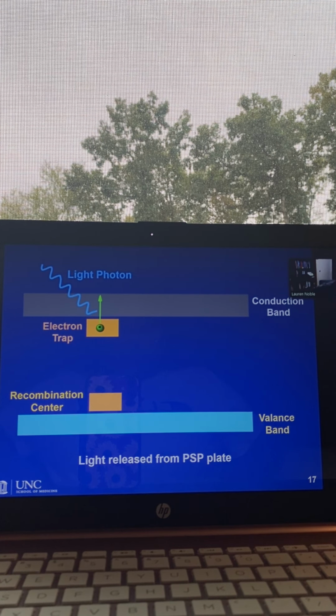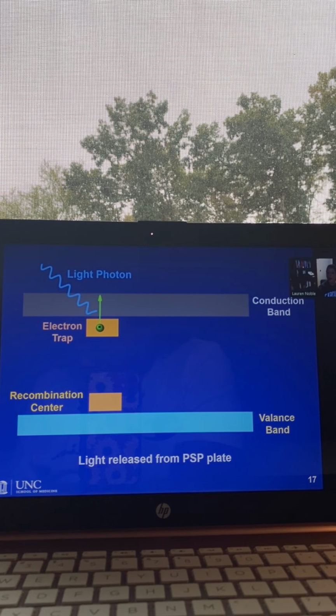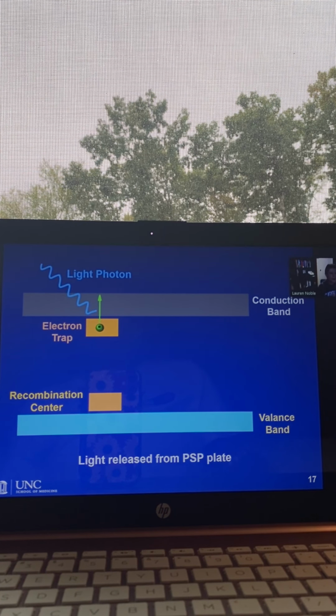And that's okay at this point. Now, we didn't want these electrons to recombine with the barium fluorohalide when we had just taken our image, had made our exposure, because we would have lost our image data.